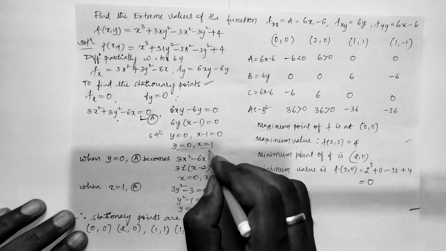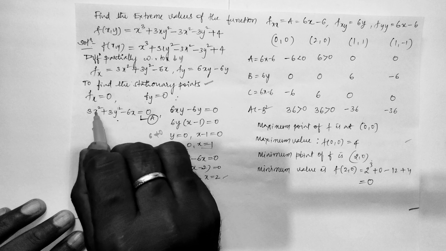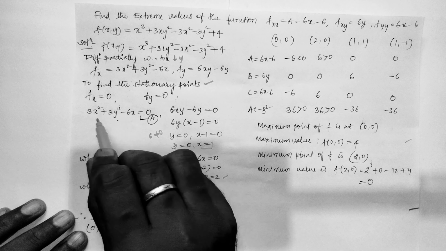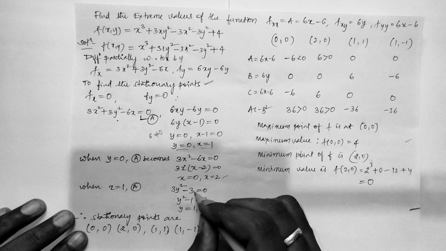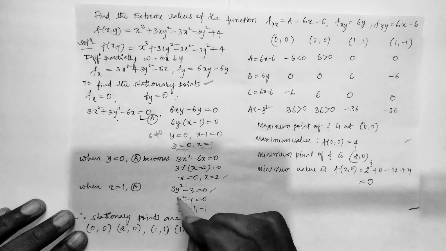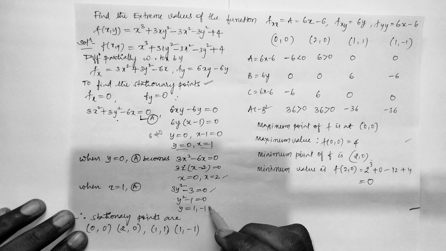Similarly, when x is equal to 1, substitute x equal to 1 here. 3 into 1 square is 3, minus 6 into 1 is 6, so 3 minus 6 is minus 3. 3y square is as it is, minus 3 equal to 0. Again take 3 common, you will get y square minus 1 equal to 0, right?